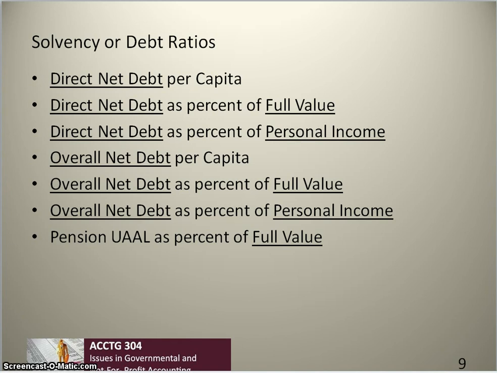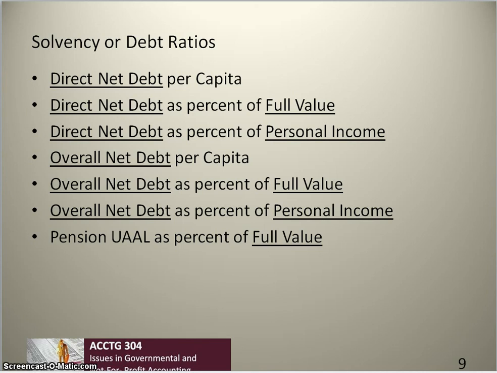So what we want to do for governments is compare its debt levels to the size of the external economy that it can draw upon through the form of taxation to pay off its debt. So for government, we would typically compare its debt levels to its population, its full value, and I'll define these terms in a second, and the personal income of its residents. So direct net debt per capita, direct net debt as a percent of full value, direct net debt as a percent of personal income.